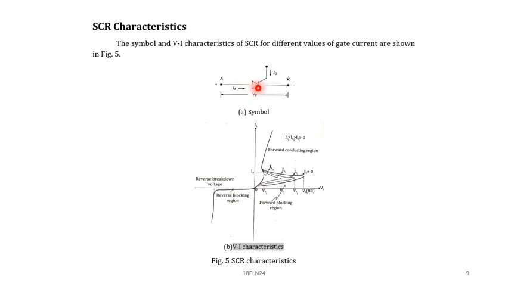The direction is from anode to cathode, and the voltage applied across the SCR is given by the forward voltage, represented as V forward. In the VI characteristics, the x-axis represents the voltage applied across the SCR, and the y-axis represents the anode current, denoted as IA.